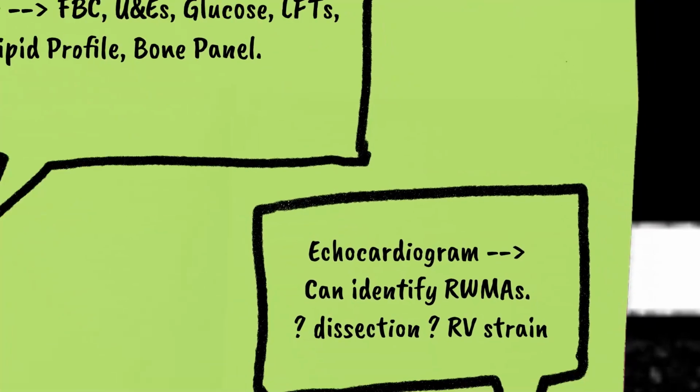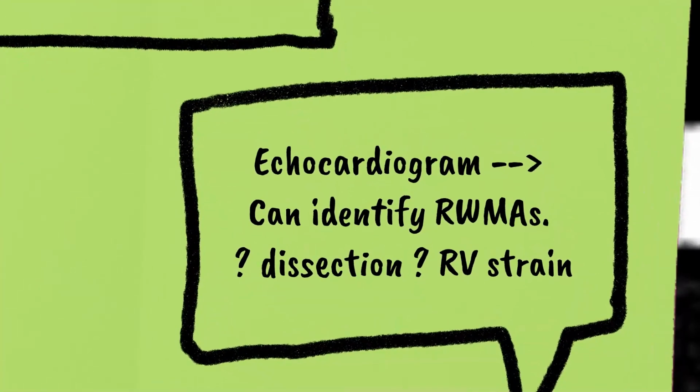We can also perform an echocardiogram in these patients, and it allows us to look for other differentials for their chest pain. For example, we could look for a flap, which we'd see in an aortic dissection. We could look for evidence of fluid around the heart, indicating a pericardial effusion. We could also look for valvular disease. And finally, we could look for right ventricular strain, which could indicate a pulmonary embolism. An echocardiogram also allows us to look for regional wall motion abnormalities, which can be indicative of an ongoing MI.